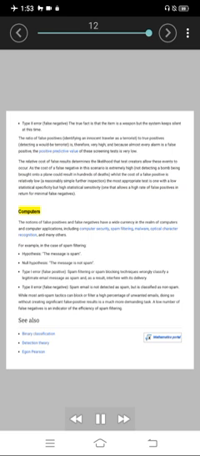Computers. The notions of false positives and false negatives have a wide currency in the realm of computers and computer applications, including computer security, spam filtering, malware, optical character recognition, and many others. For example, in the case of spam filtering. Hypothesis: the message is spam. Null hypothesis: the message is not spam. Type 1 error, false positive.